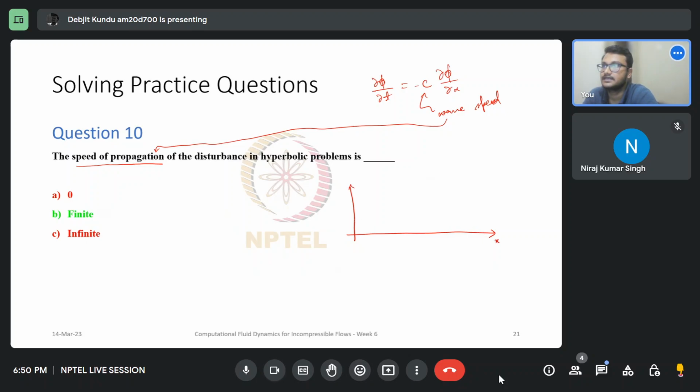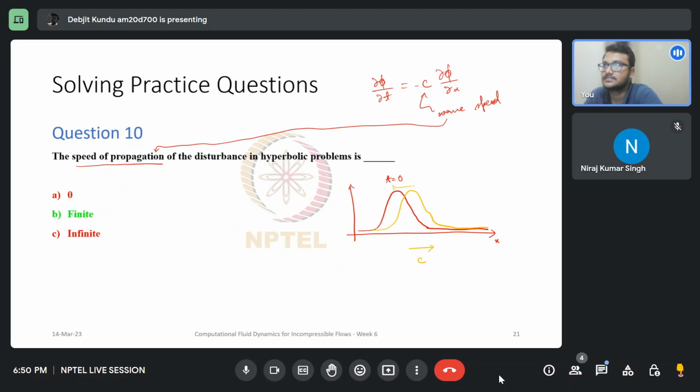This is x, and let's say at time t equal to 0, I have a wave like this. This is a disturbance as well, so this is at t equal to 0. Now this has a speed of c in this direction. Let's say it's a positive speed. So at some t equal to delta t, this wave would have propagated by this much.